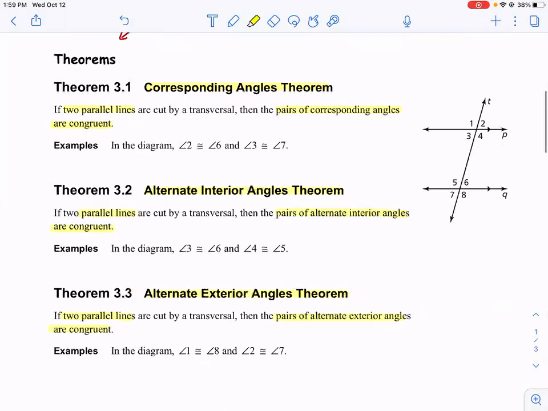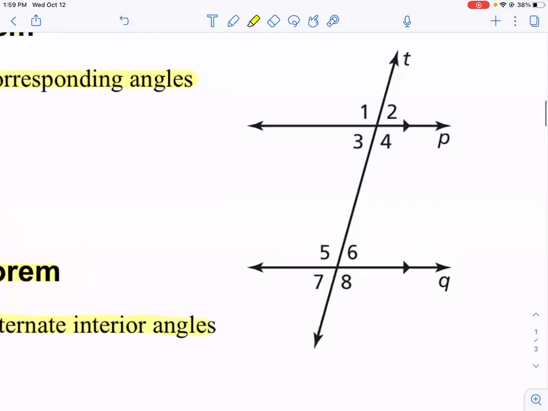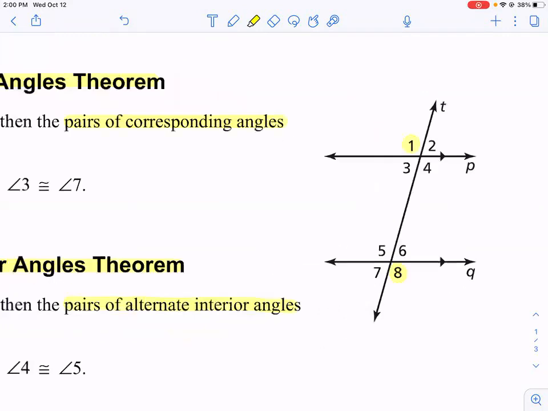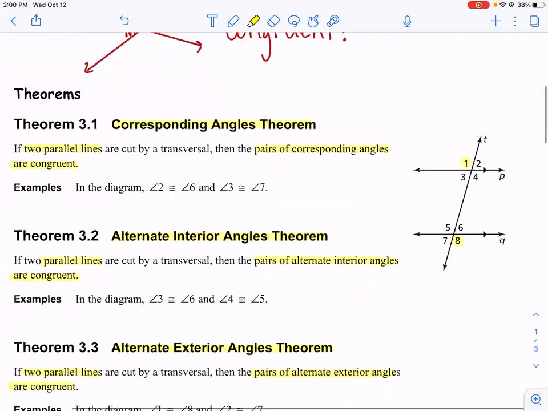Drew, what angle pair did you ask about? 1 and 8 are alternate exterior, which means in this picture, since lines P and Q are parallel, those measures would be the same. So if angle 1 was 100 degrees, then angle 8 is also 100 degrees. Okay, go ahead and turn the page. What pair haven't we talked about?